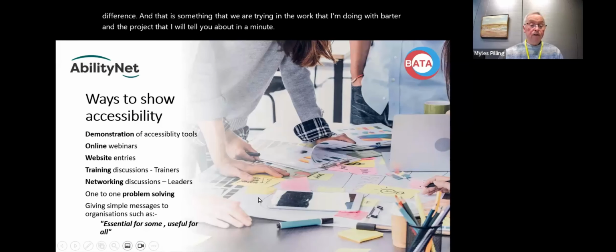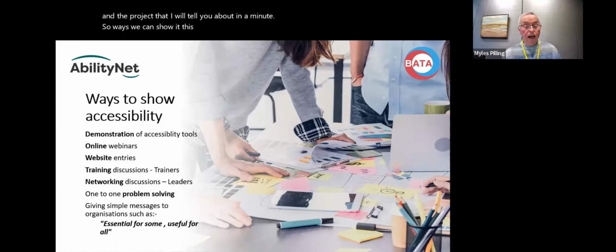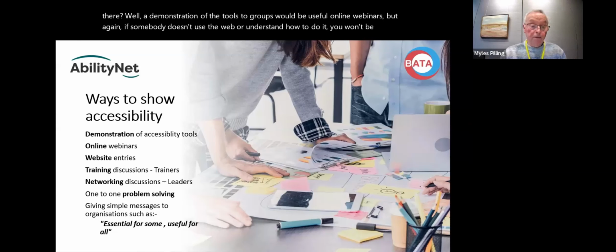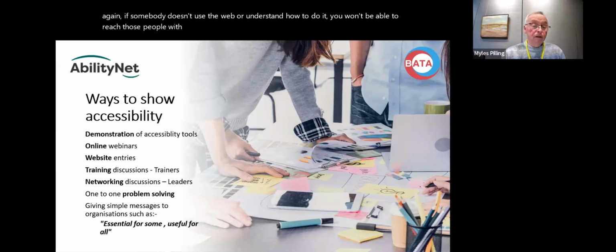So ways we can show it. This is the most important thing. How do we get the message out there? Well, a demonstration of the tools to groups would be useful. Online webinars. But again, if somebody doesn't use the web or understand how to do it, you won't be able to reach those people with that means. So it really involves using different means for different kinds of client groups.